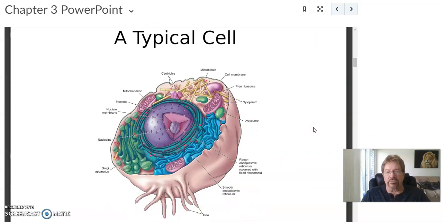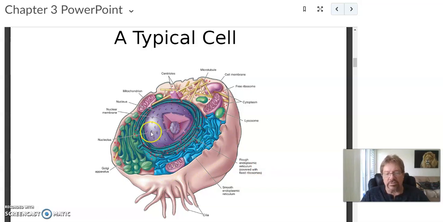Okay, now this looks really complicated because it is. A typical cell, this is a typical cell from a human, a mammalian cell, has a complex membrane around it. We'll talk about that in a moment.